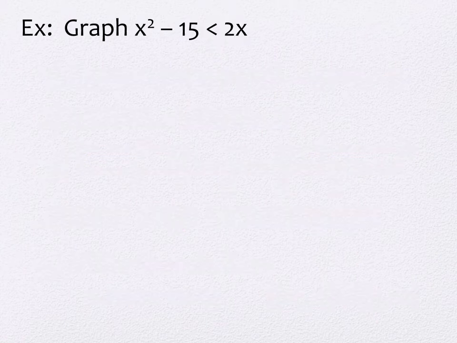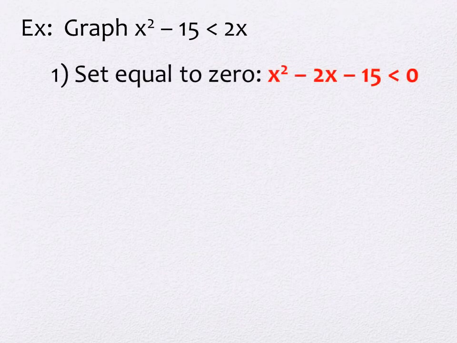It says graph x squared minus 15 less than 2x. The first step is to set it equal to 0. Subtracting 2x from both sides, we get x squared minus 2x minus 15 less than 0. Notice how our 0 is on the right-hand side. The second step is to find these zeros, find these solutions.